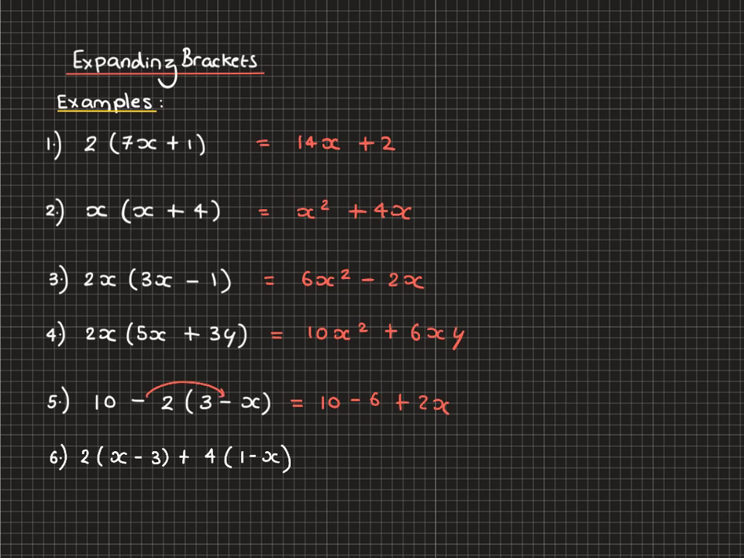Careful here with negative 2 multiplied by negative x, which simplifies to give us 4 plus 2x. And question 6, we have 2x minus 6 plus 4 minus 4x. And then collecting like terms together, we end up with negative 2x subtract 2.